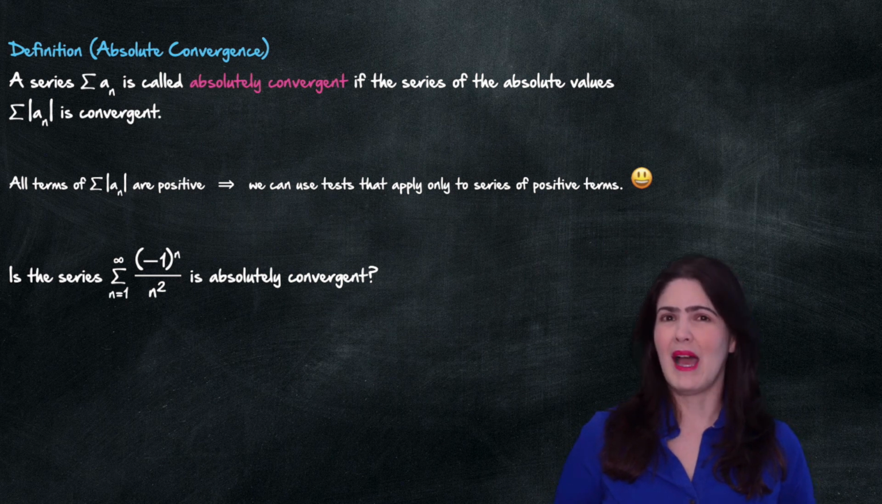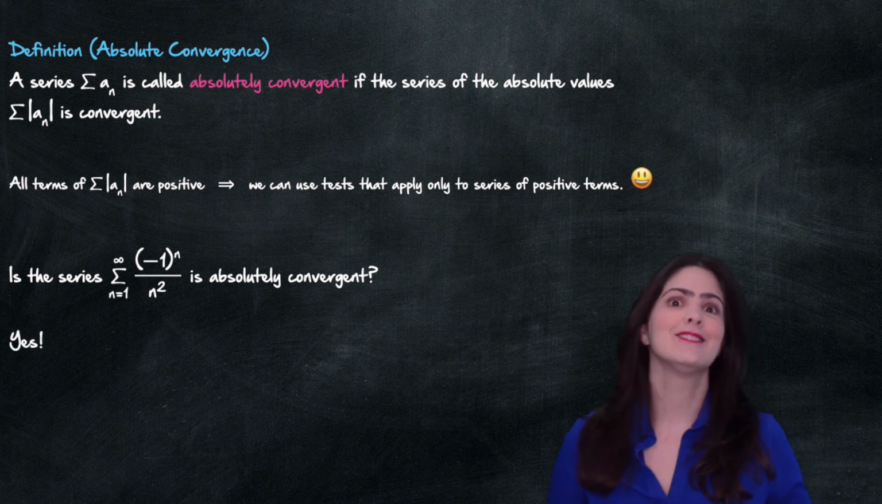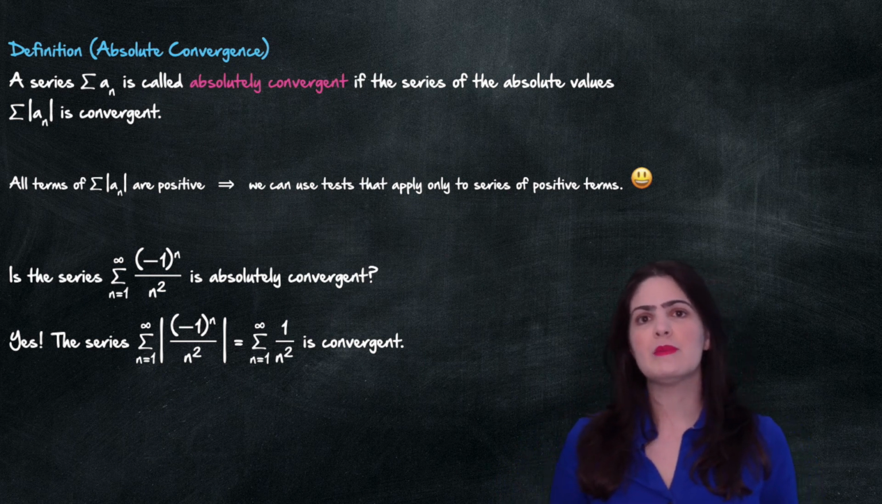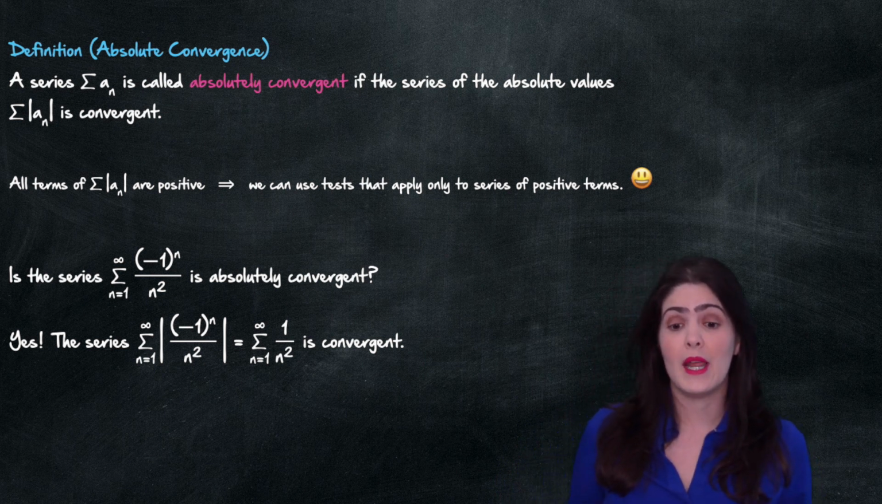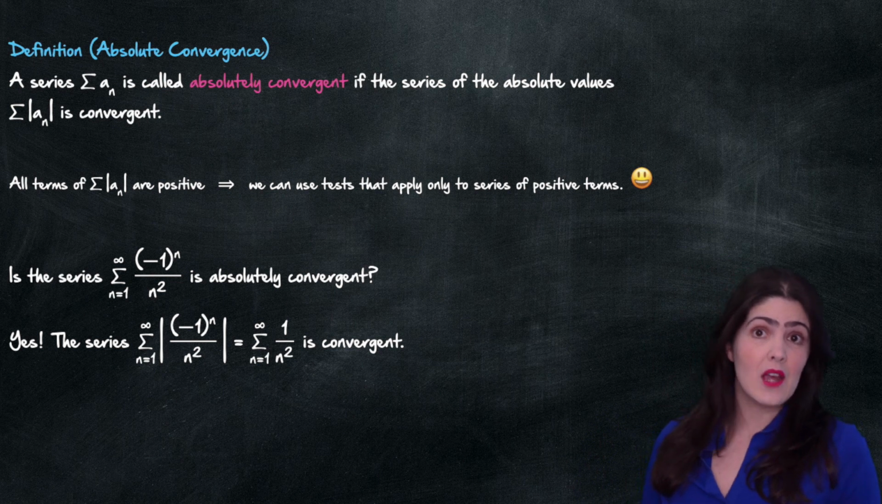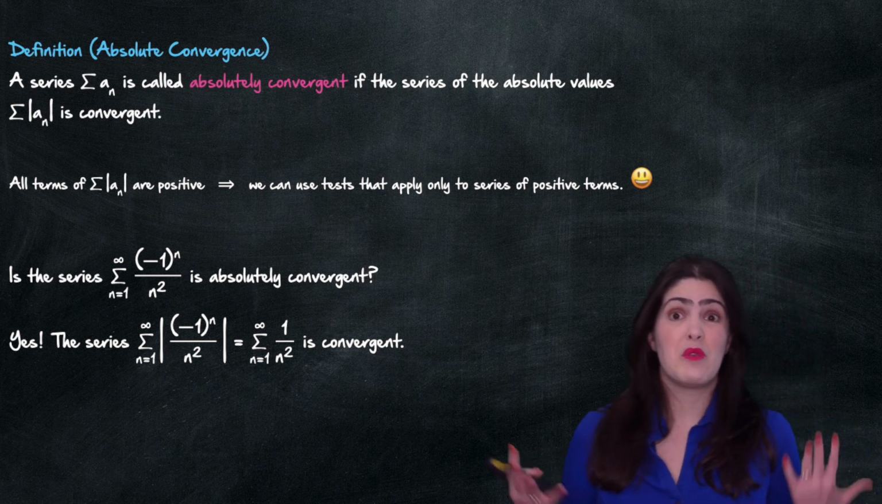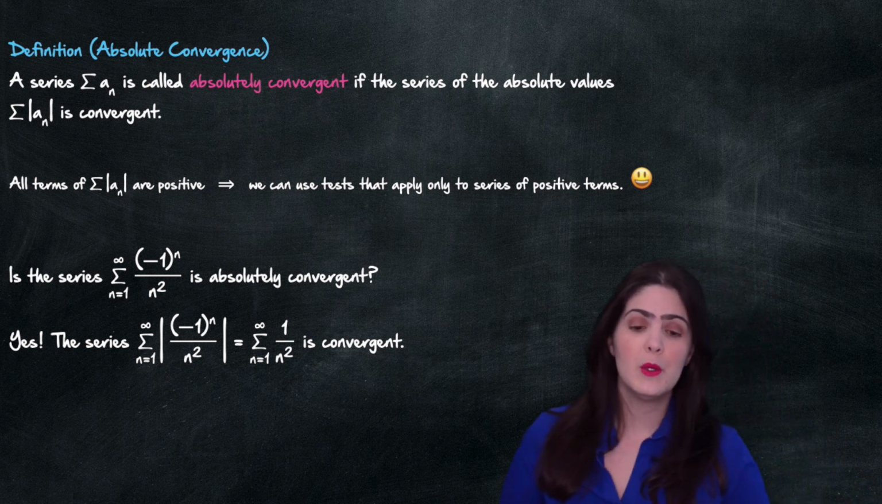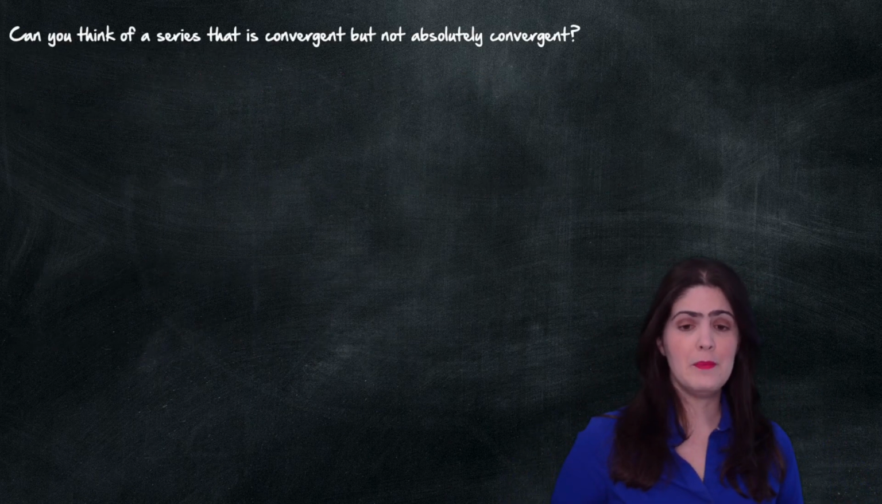Great, welcome back. If your answer was yes, you are correct. If we look at the absolute value of the terms, this is just 1 over n squared, and we know that this is a convergent series. It's a p series with p equals 2, which is bigger than 1. Excellent. So things are pretty good so far.